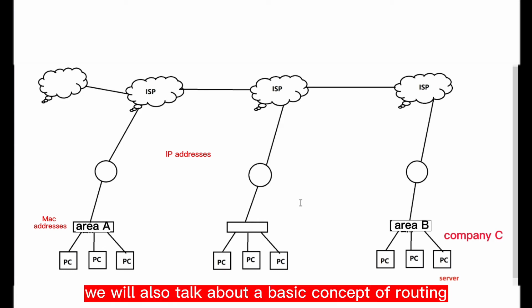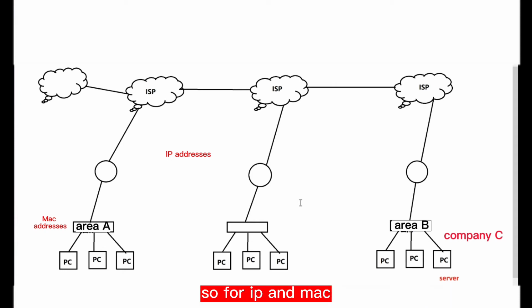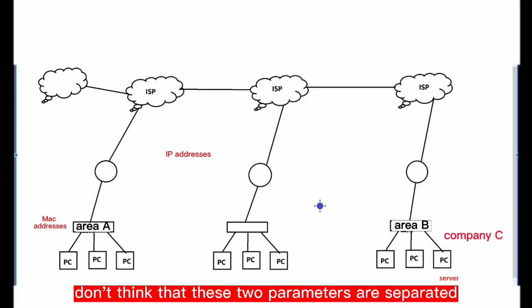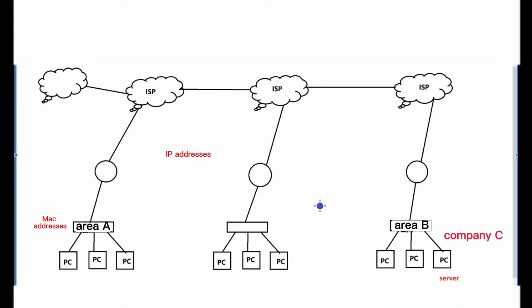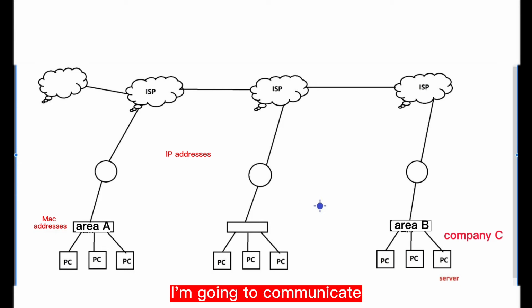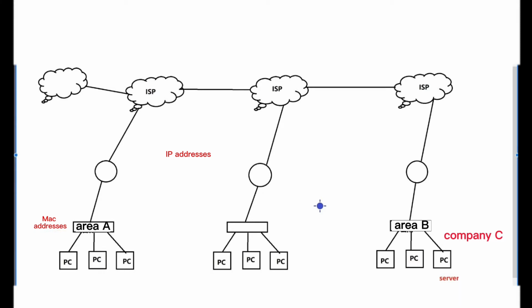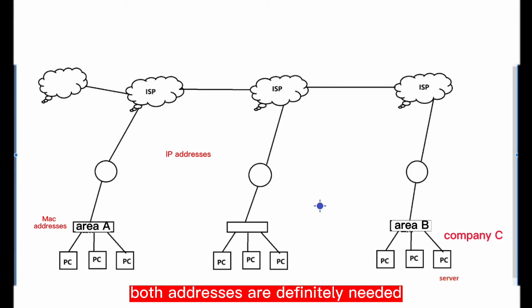We will also talk about a basic concept of routing today. It is also a network segment problem. So for IP and MAC, don't think that these 2 parameters are separated. For example, I'm going to communicate. Can only have IP or only MAC. This is not possible. In the future, when we truly deliver effective business data, both addresses are definitely needed.